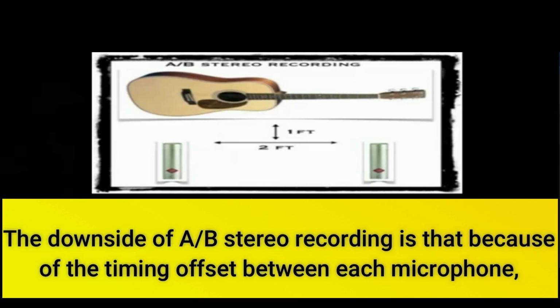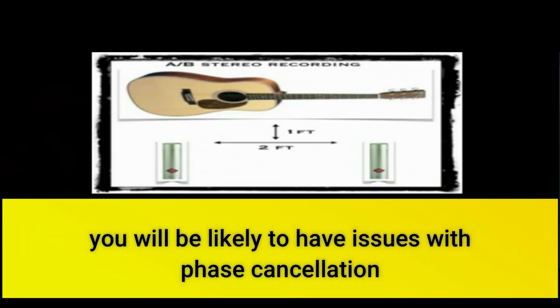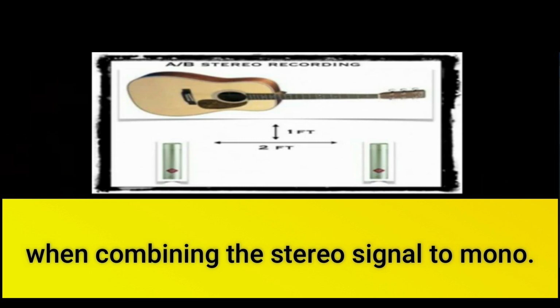The downside of A-B stereo recording is that because of the timing offset between each microphone, you will be likely to have issues with phase cancellation when combining the stereo signal to mono.